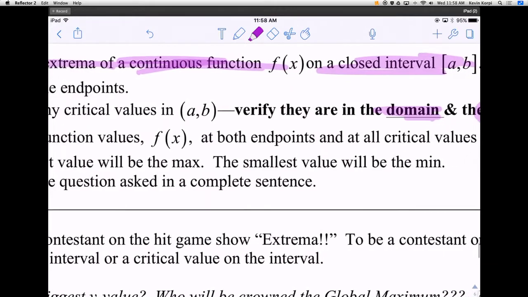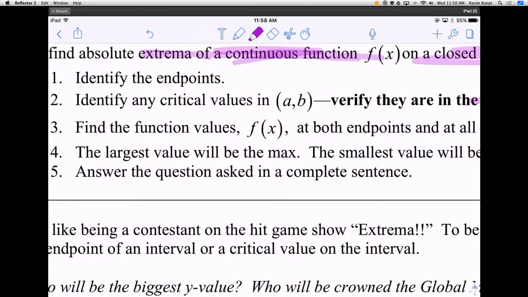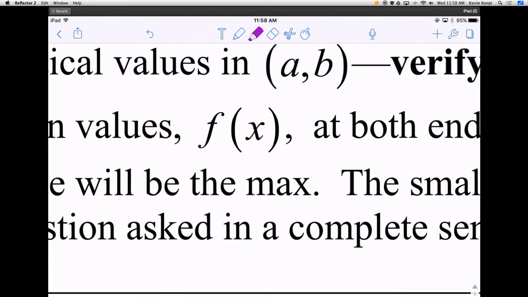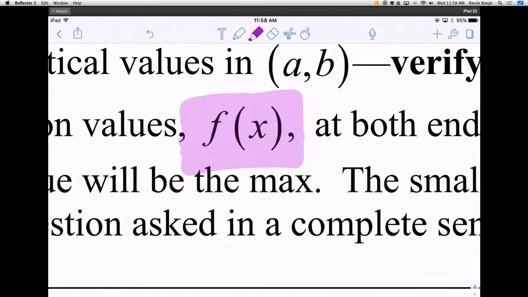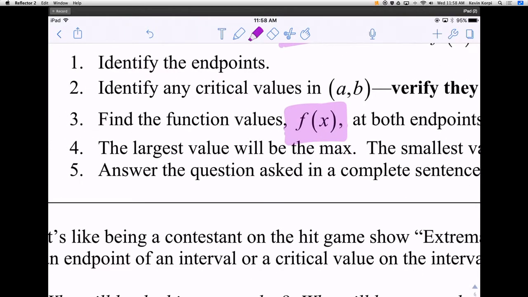So we need to make sure it lives in the specified interval before we can use it. Once we have all the endpoints and critical values identified, then it's time to actually find the y values. So we're going to call it the game of finding the biggest and smallest y values. All you have to do is plug them into your function, evaluate them, and once they're all in a lineup, then you use your powerful powers of perception to decide which one's the biggest and which one's the smallest. It's that easy at the end, okay?